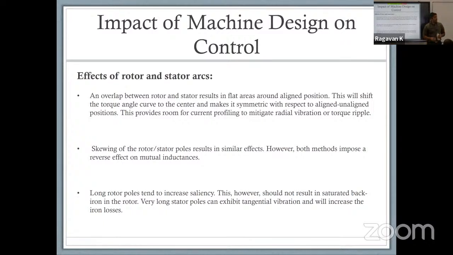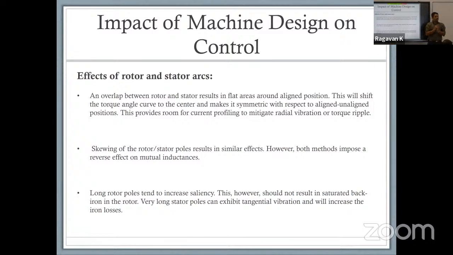You're correct. How? You're absolutely correct. It does affect saliency ratio. Which variable of saliency does it affect? So when you talk about saliency ratio, it is aligned and unaligned position, right? Which of those two is it primarily going to affect? Actually unaligned. Why? Because aligned position, you have a flux path.